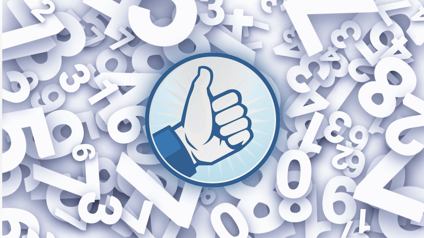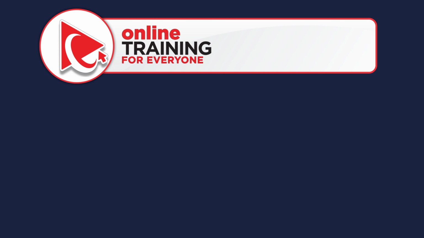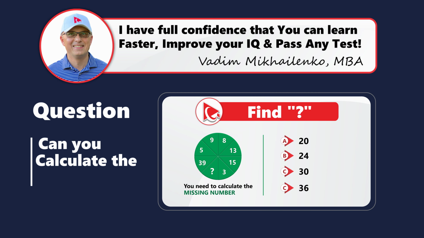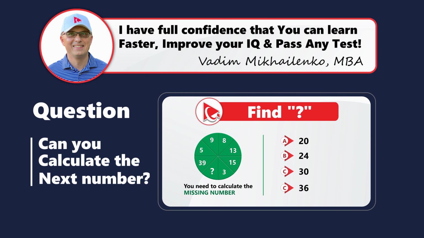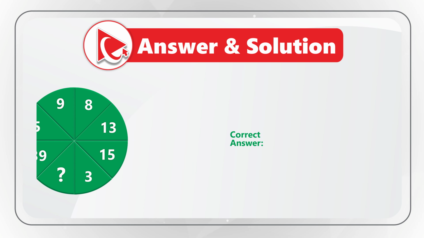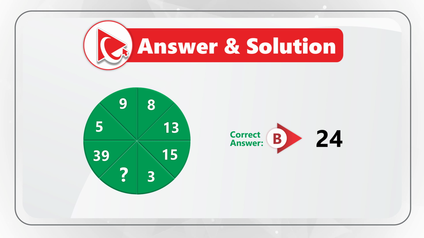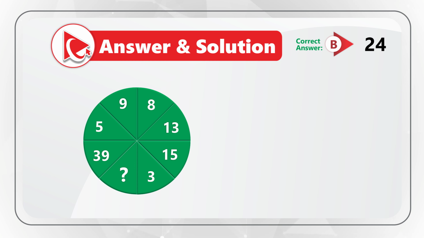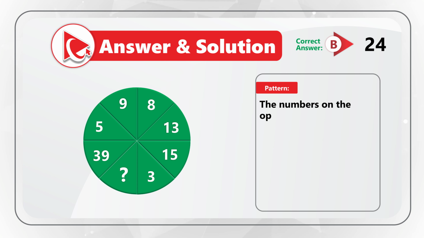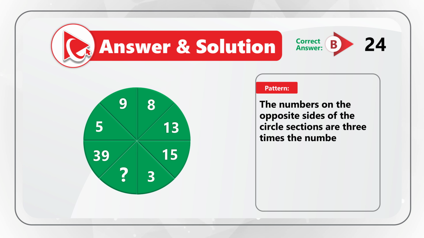I hope you did it successfully and have your selection, because I am moving forward to share with you my version of the answer. And obviously, if you have a better way to solve it, please make sure to post in comments. I believe the correct answer is choice B, 24. And here's why. I think the numbers on the opposite sides of the circle sections are 3 times larger than the numbers on the other side. Let's take a close look.